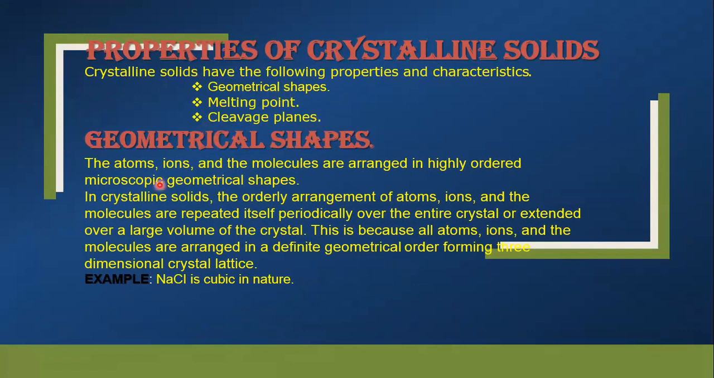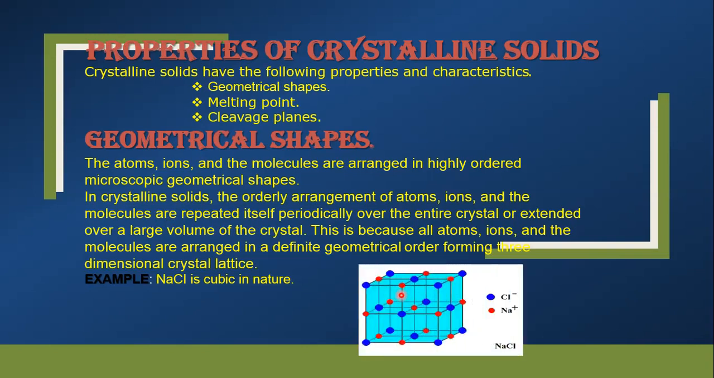First is geometrical shapes. The atoms, molecules, or ions are arranged in very ordered microscopic geometrical shapes in crystalline solids. In crystalline solids, the orderly arrangement of atoms, ions, or molecules repeats itself periodically over the whole crystal and extends over a large volume of the crystal. That is why all atoms, ions, and molecules are arranged in definite geometrical order, forming a three-dimensional crystal lattice. This is the three-dimensional crystal lattice of sodium chloride.